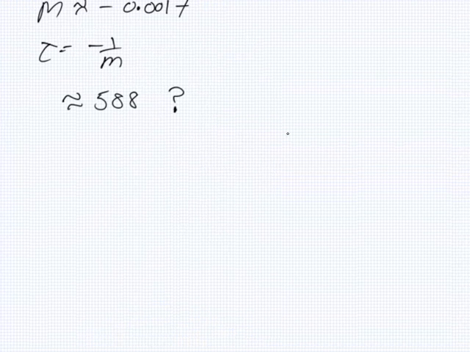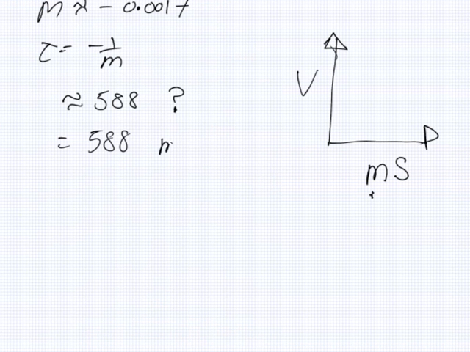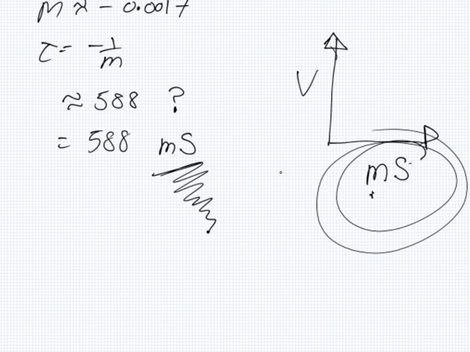What am I measuring on the y-axis? Was it volts? Yeah, and what was it on the x-axis? Milliseconds. So what unit am I using for my time? Milli. So this isn't 588 seconds. What is it? 588 milliseconds. So you just have to be careful with that, okay? Because the time unit is milliseconds.